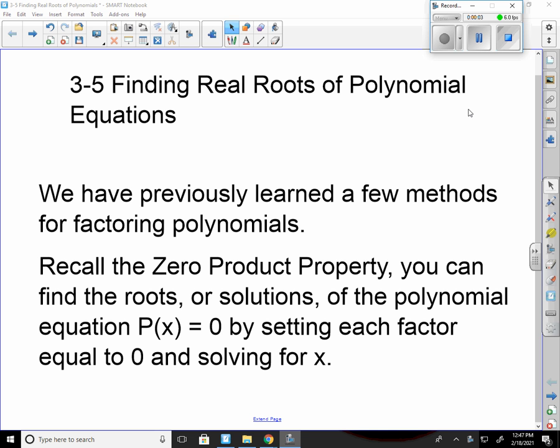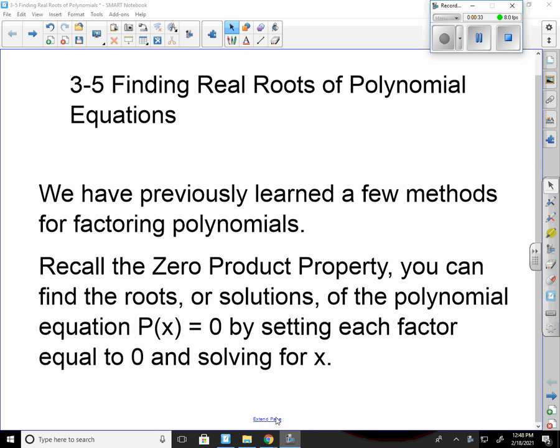Okay, today is 3.5, finding real roots of polynomial equations. We have previously learned a few methods for factoring polynomials, and previously we had learned the zero product property. That said that you can find the roots or the solutions of the polynomial equation p of x, or any polynomial equation, by setting it equal to 0. Simply factor it, set each factor equal to 0, and solve for x.